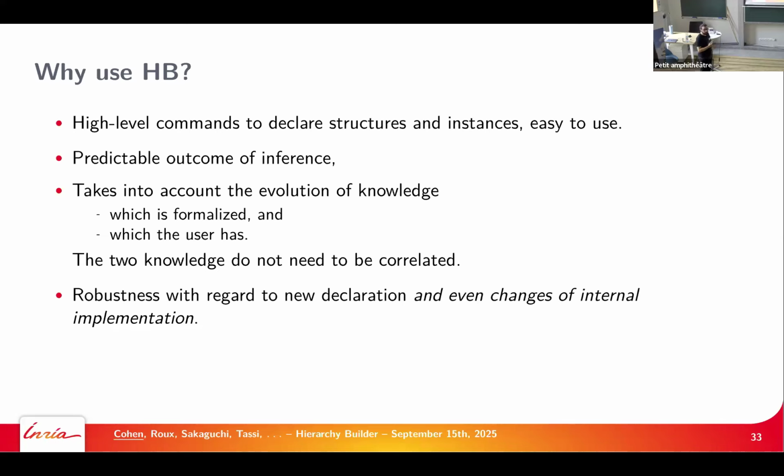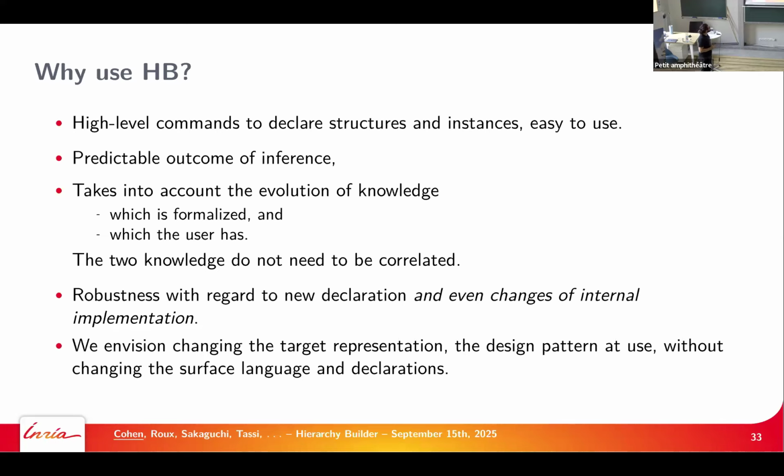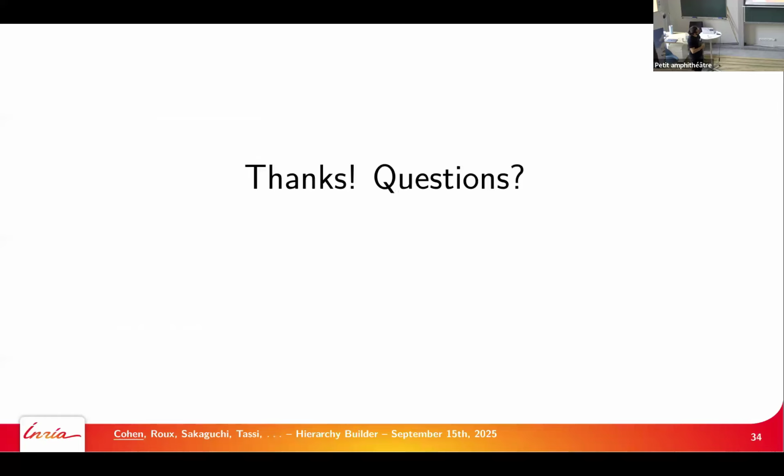And it's robust to internal changes of implementation. Oh, this is more than envision. This is happening. Okay, thank you.